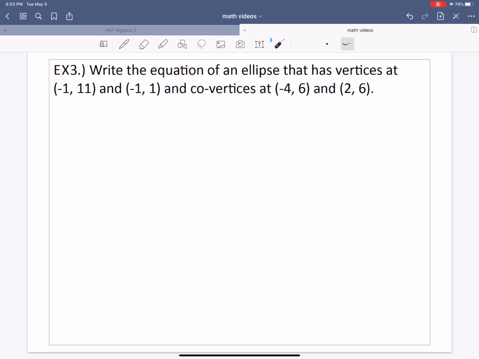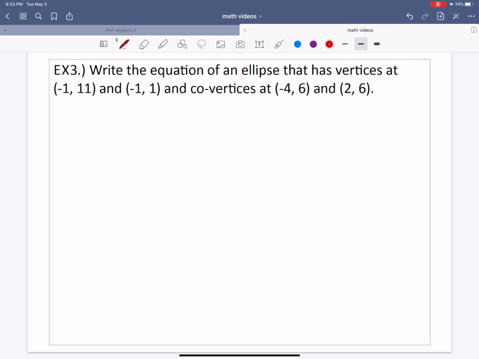Number 3. It says write the equation of an ellipse that has vertices at -1, 11 and -1, 1. And co-vertices at -4, 6 and 2, 6. Now, I love questions like this. They're actually way easier than the other ones, in my opinion, okay?